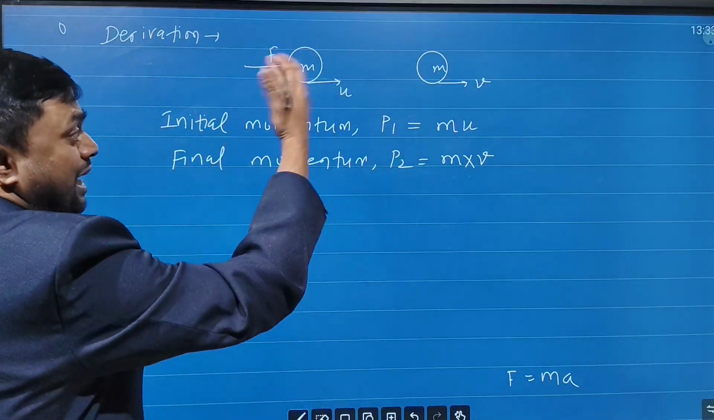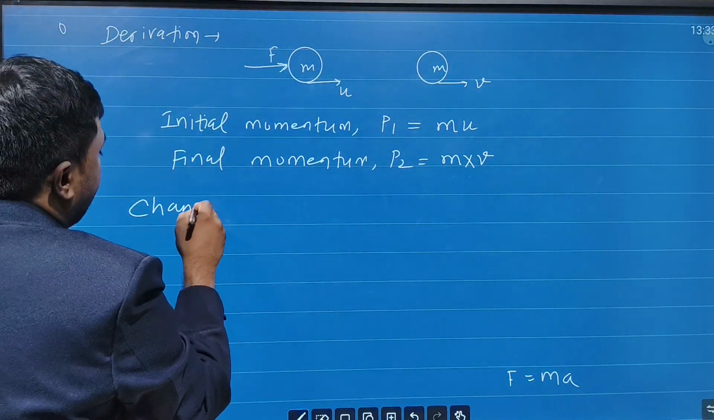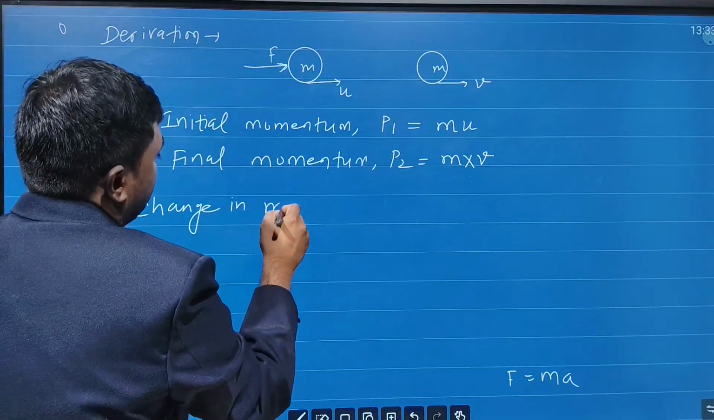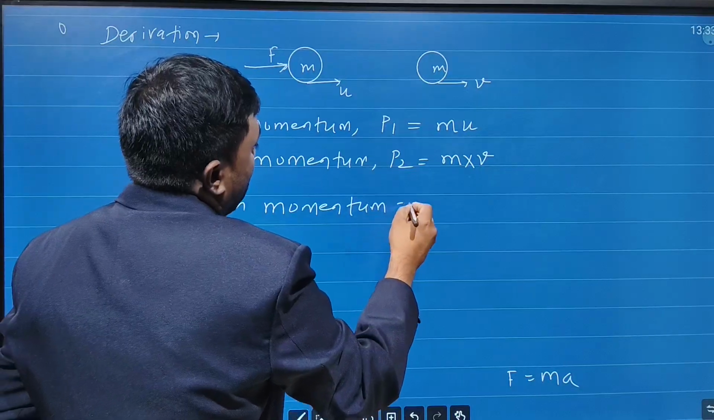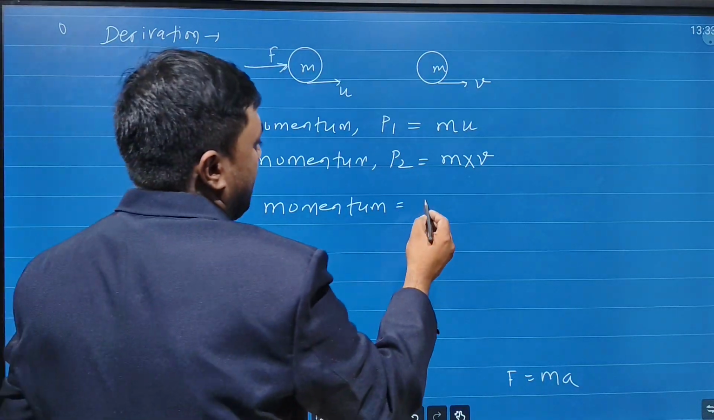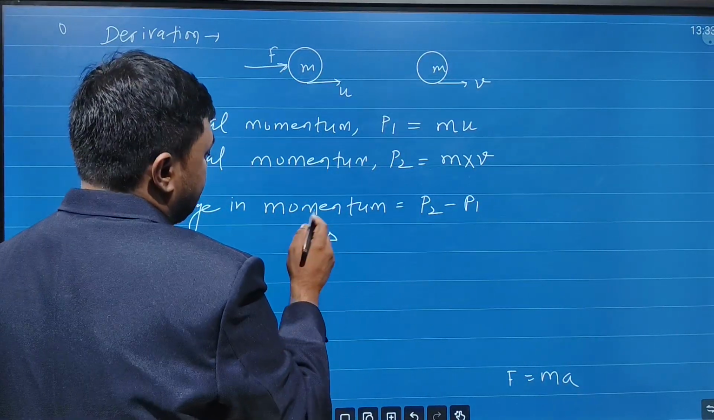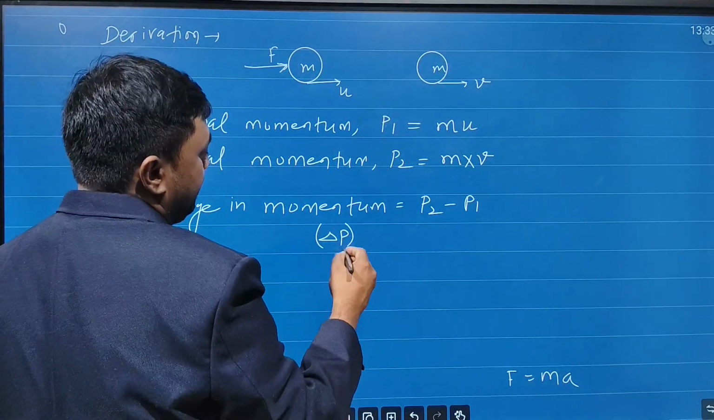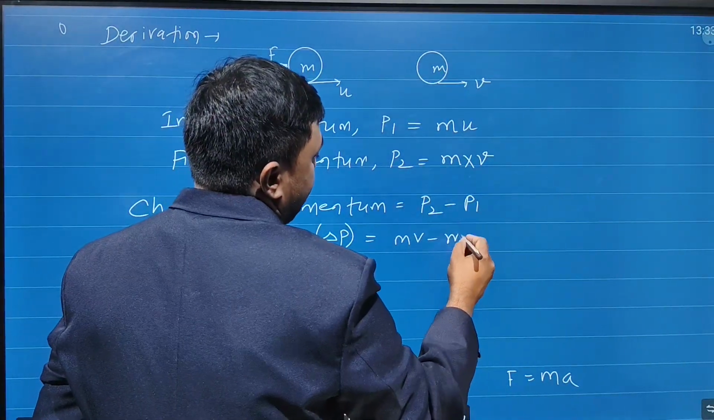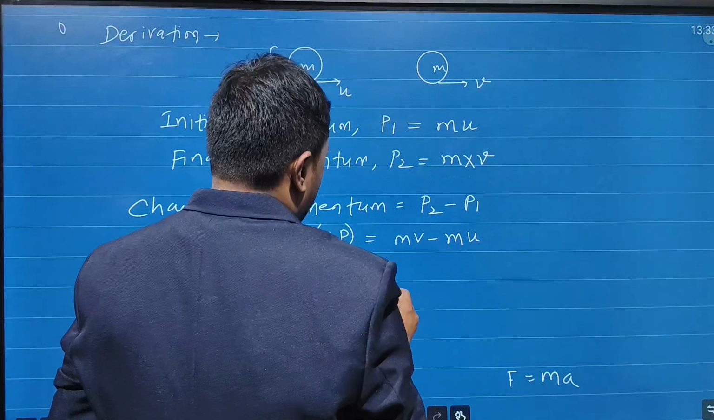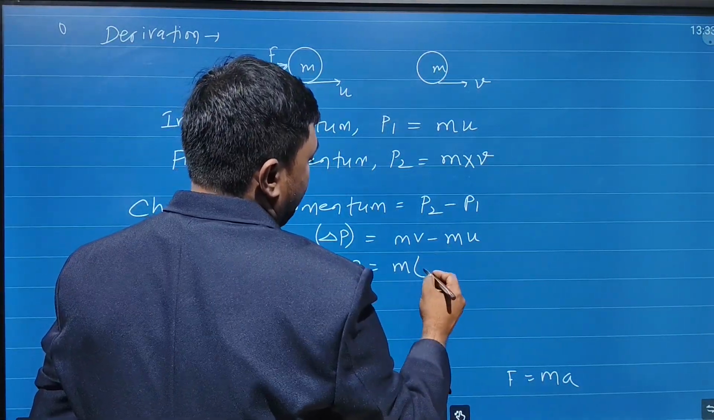Velocity is v. So what has happened when force is applied? There is a change in momentum. Yes or no? So can we write change in momentum? What is the change in momentum? Final momentum minus initial momentum, so we can write p2 minus p1. We give it the term delta p. Delta p is the change in momentum. What is p2? m into v. And what is p1? m into u. Am I clear? Now delta p is nothing but, taking m common, m into (v minus u).